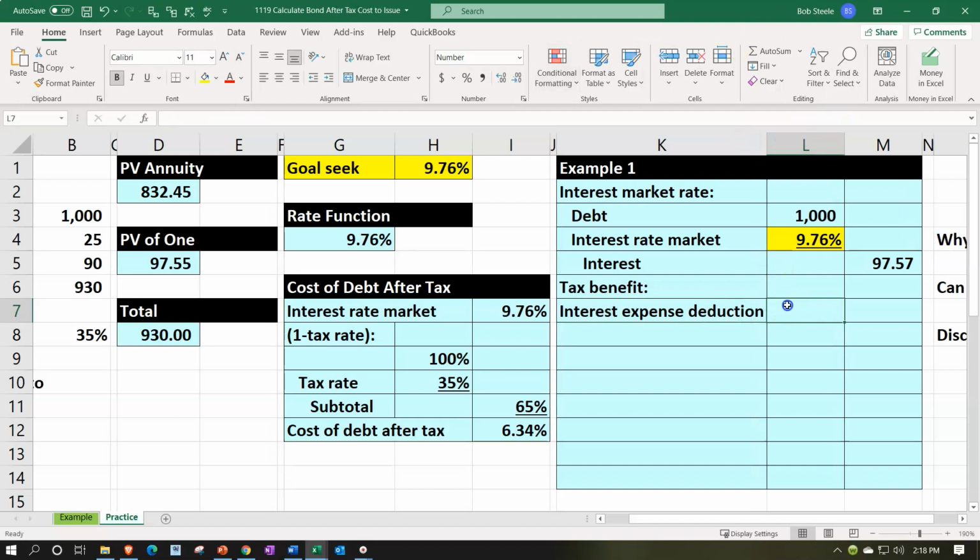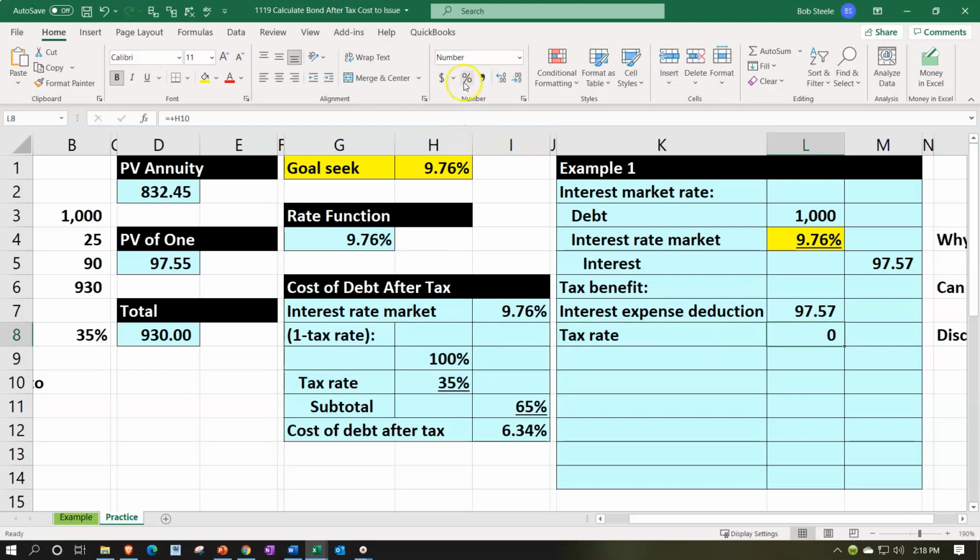That's going to be the benefit here, which is going to be that 97.57, basically on average over the life of the bond. We're going to then say numbers per, let's make that a couple decimals. And then we're going to say the tax rate. Tax rate is going to be this 35%.